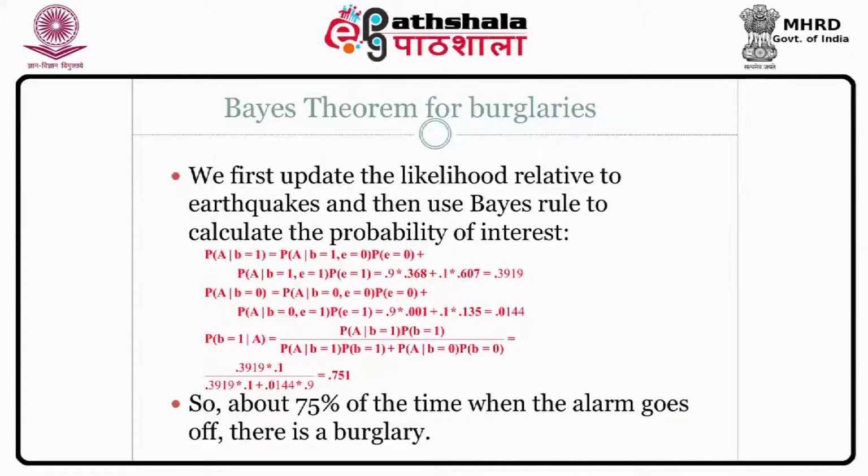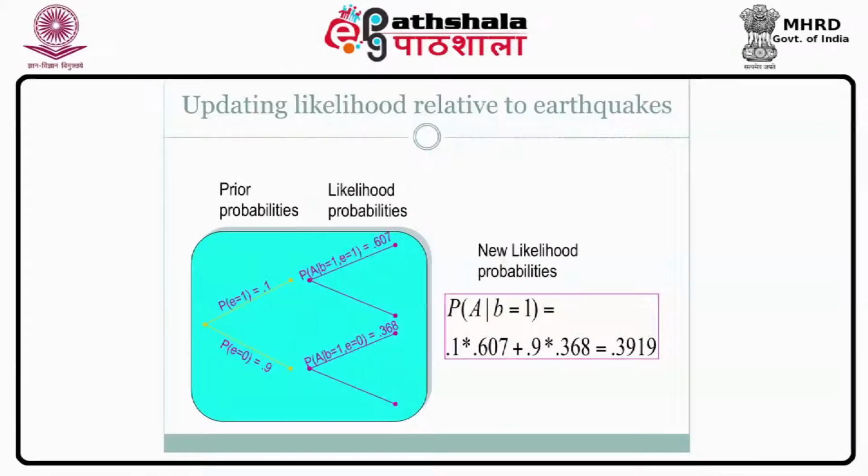Okay? So what you want to get, based on this Bayes theorem and all this computation, comes out to be 0.751. So what is my conclusion? My conclusion is that out of the 100 times the alarm rings, in 75 cases, it is due to burglary. So let us try to give a diagrammatic representation for that.